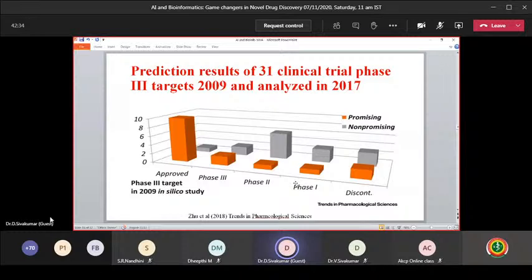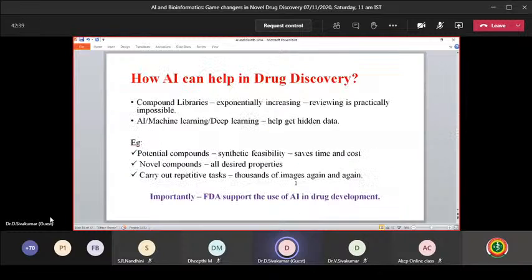It's not completely in silico. The in silico is majorly supporting at the earlier stages.